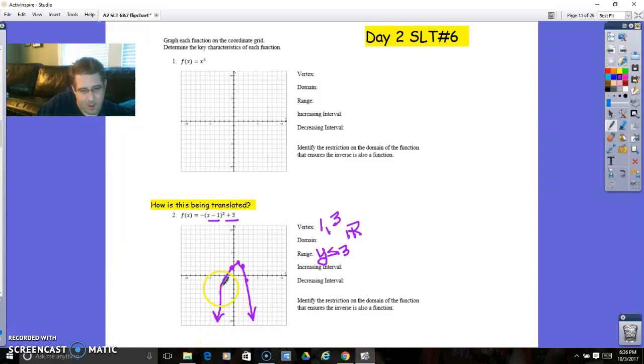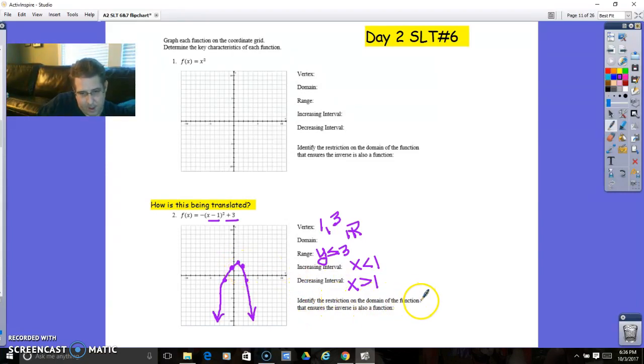It was going up on this side of the vertex. So whenever the x is less than 1, it's increasing. And whenever the domain is greater than 1, it's decreasing. Now, when it's at the vertex, I don't consider it increasing or decreasing. It's just a solid point. It has to be either before it or after it before it's actually doing something.